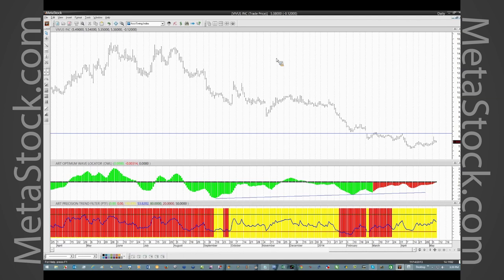We don't have any scanning capability on these, but what I would suggest doing in terms of the scans is to scan for markets that are either near all-time lows or all-time highs, and see what kind of divergence is created in the owl and see what the PTF looks like at that point. That's a good question.